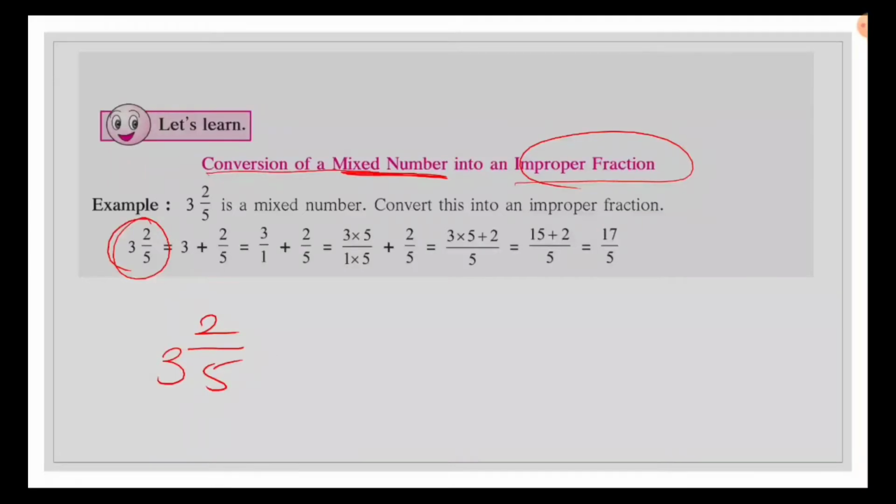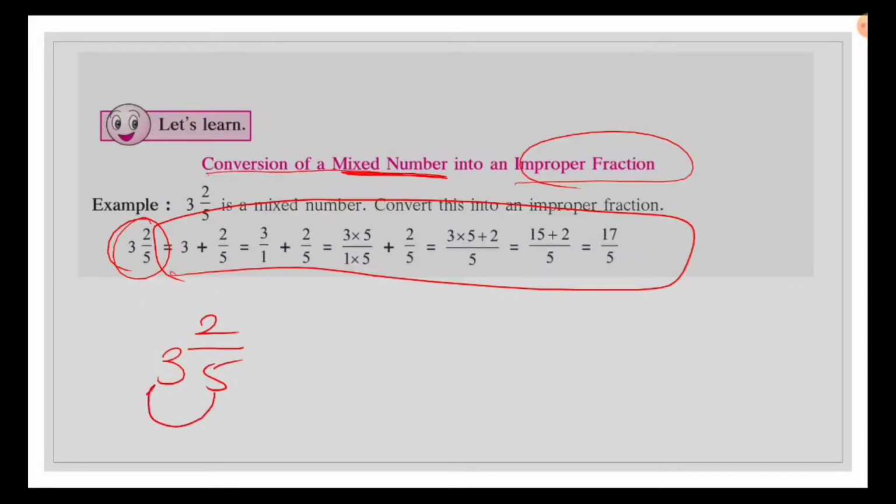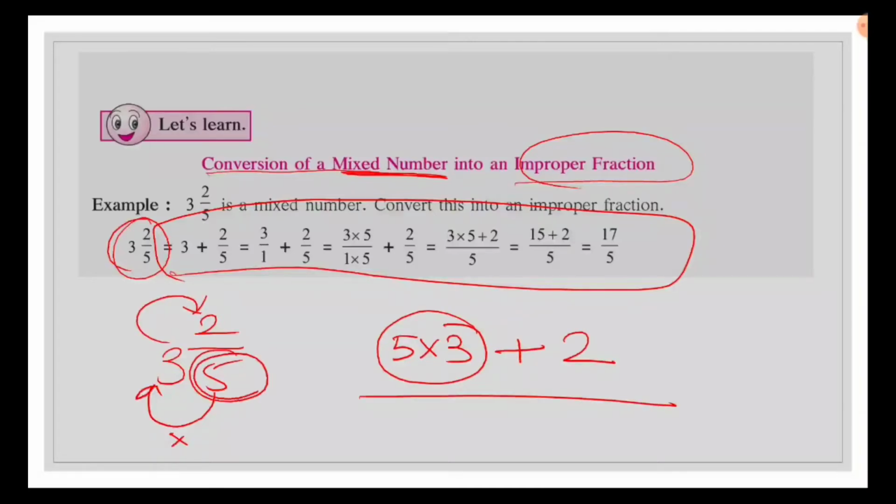Okay, now how do we do it? It is very simple. If you follow, this is a very big process, but if I tell you, there is a very simple process that you all can follow. You just have to multiply this number with this, that is 5 multiplied by 3, and you have to add this answer with this numerator 2, and in the denominator, the denominator will be itself. Always the denominator will be the denominator itself.